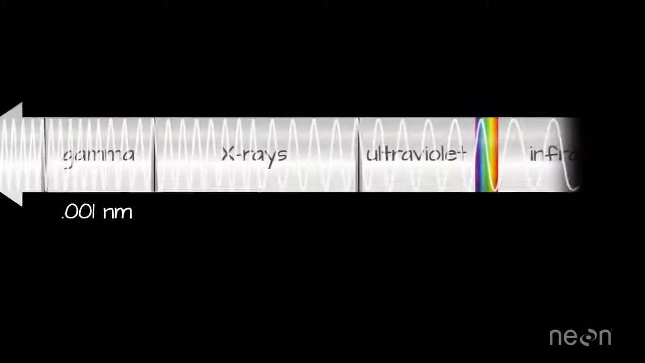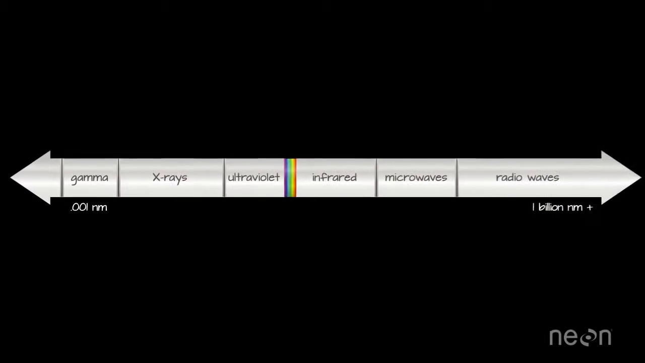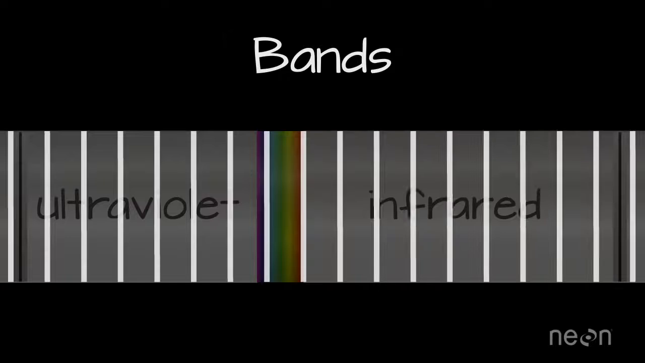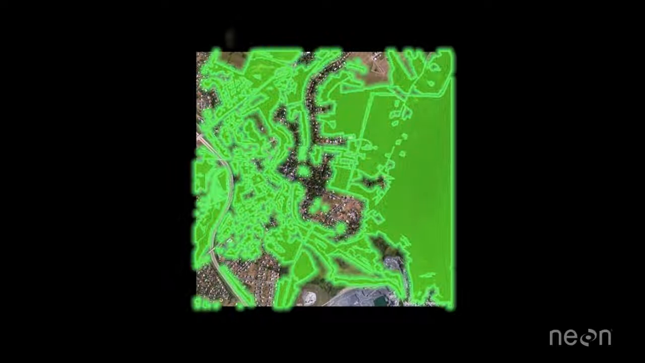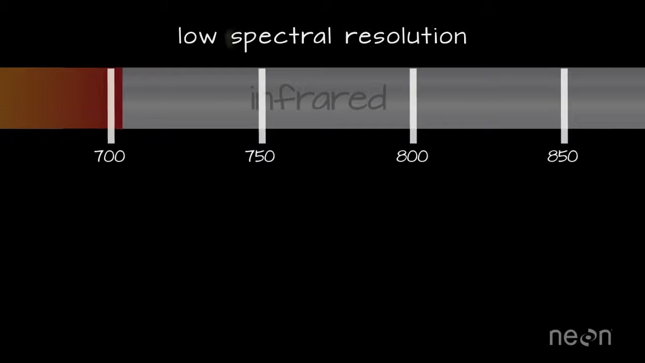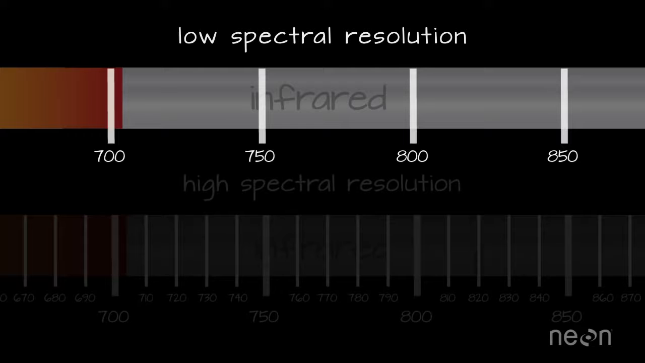Now, there are thousands of wavelengths to record in the electromagnetic spectrum. To deal with all these wavelengths, imaging spectrometers divide the spectrum into groups of wavelengths called bands. For example, a band in the near-infrared region of the spectrum could include energy from 800 to 850 nanometers. This band is useful to map healthy vegetation. The width and number of bands is what we call the spectral resolution of an image. Higher spectral resolution means more bands that are spectrally more narrow. Lower spectral resolution means fewer bands, each of which covers more of the spectrum.